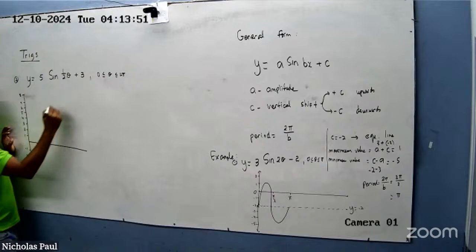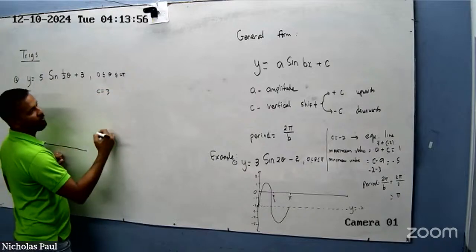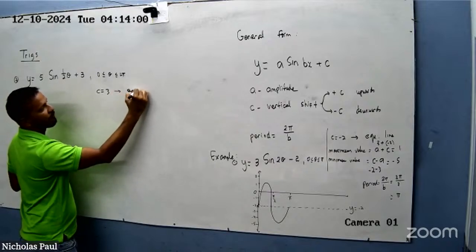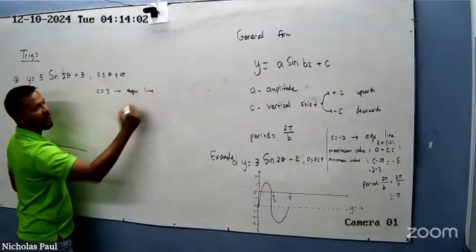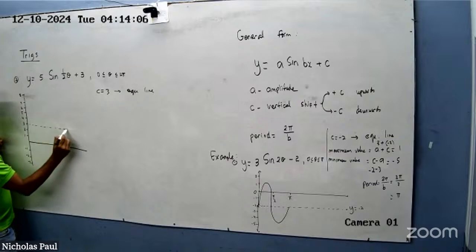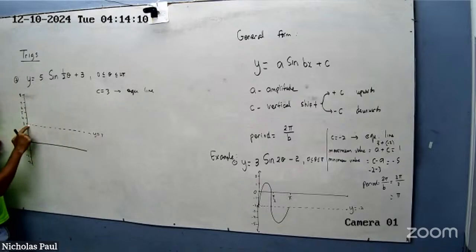Right. First thing first, C is equal to 3. So therefore, the new equilibrium line is 3. Remember, the equilibrium line is where the graph will start or stop, right? So the equilibrium line is 3. Y is 3, so the graph will start and stop on this line.